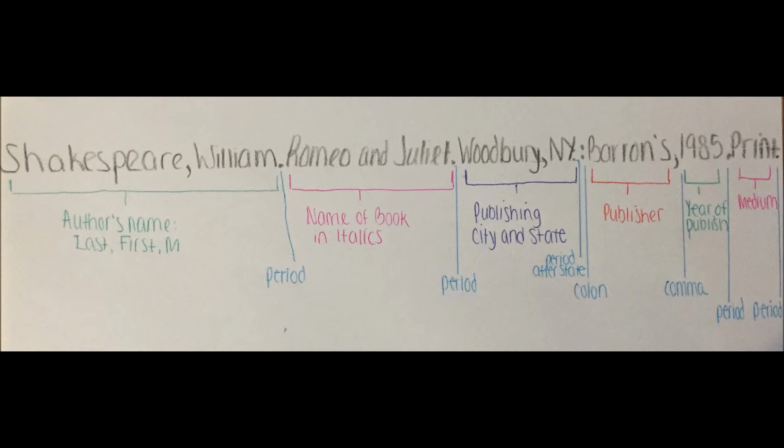You'll first need to write the author's name, again, last name, comma, first name, followed by a period. Then you'll put the name of the book in italics, followed by a period. You'll find the publishing information on the first few pages of the book. You'll put the publishing city, comma, state, followed by a colon. If you abbreviated the state, be sure to include a period.